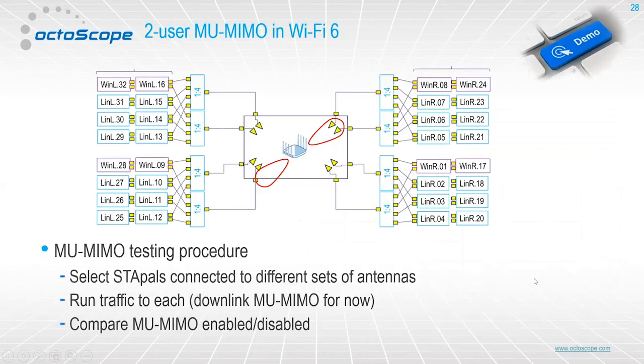The way we're going to do that test is like this. In this case, we have the same exact setup. We're picking 2 stations, one connected to the back right set of antennas, and one connected to the front left set of antennas. So as far as the AP is concerned, one of those stations is sitting in the back right part of the box, and the other one is sitting in the front left part of the box. And that should allow it to beamform.